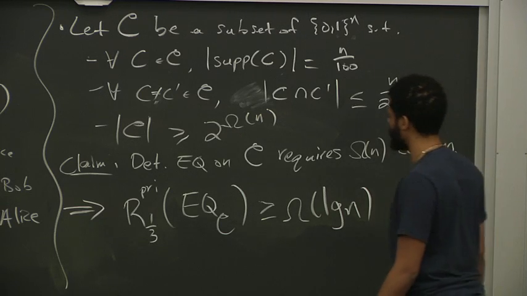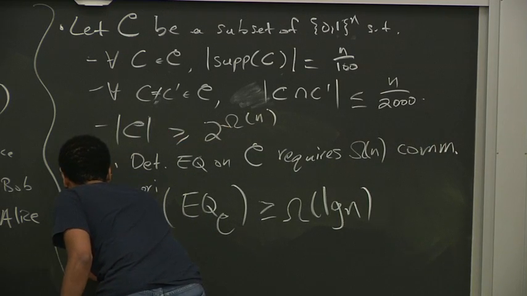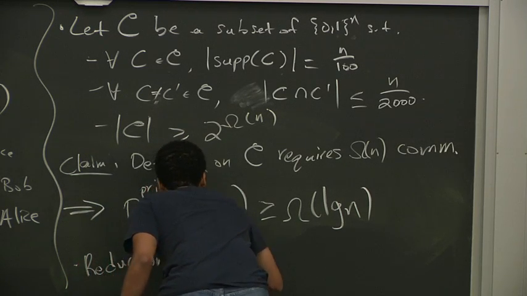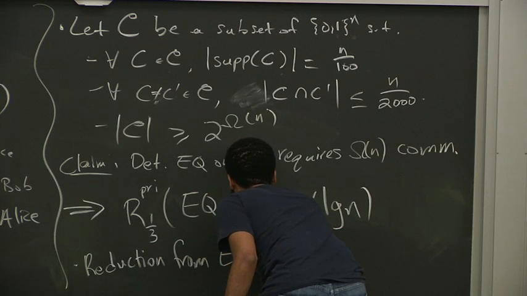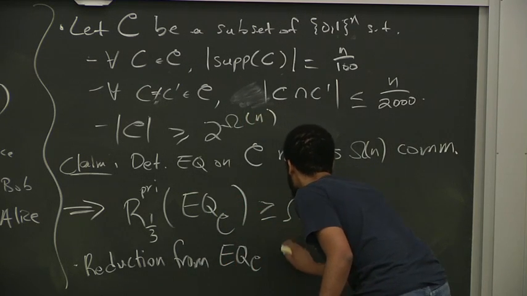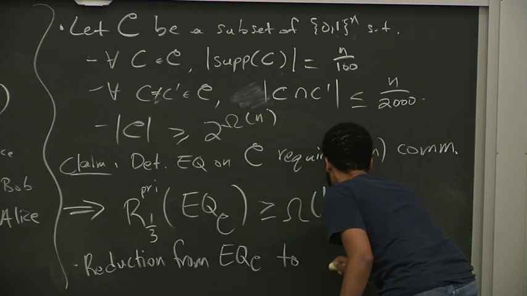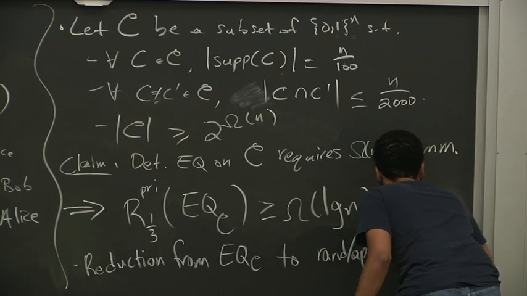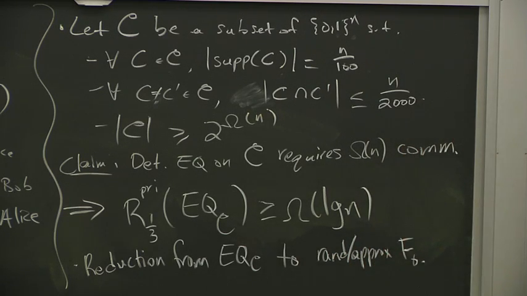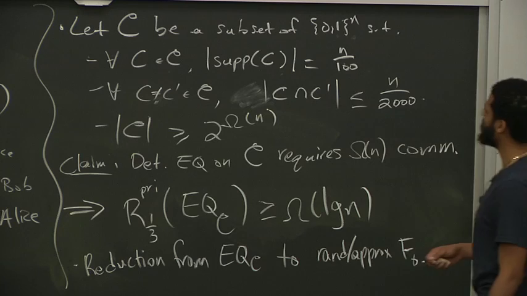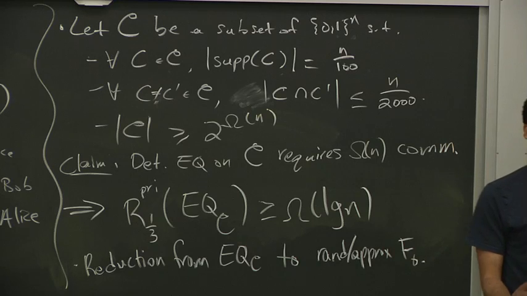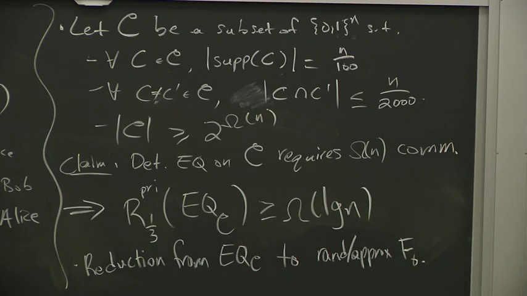But now there's a reduction. There's a natural reduction from randomized private EQ on C to randomized approximate F0, right? So Alice and Bob each have a set in this collection, and they want to know, are these two sets equal? Or I'm viewing the sets also as binary strings, right?